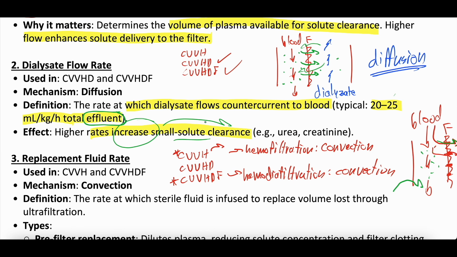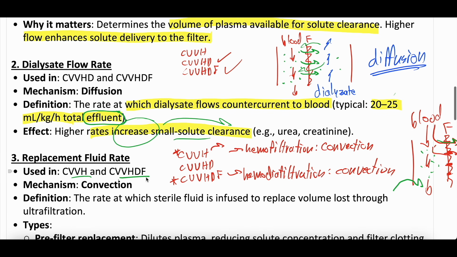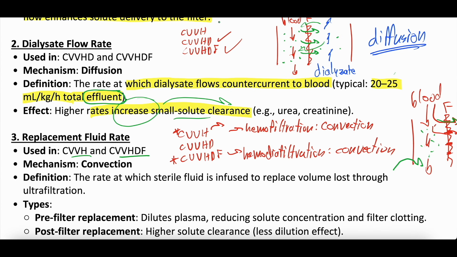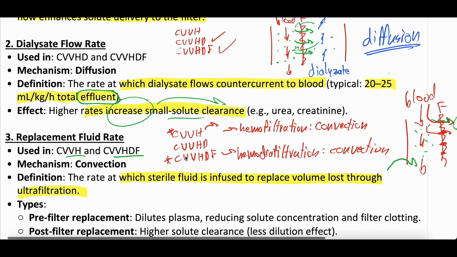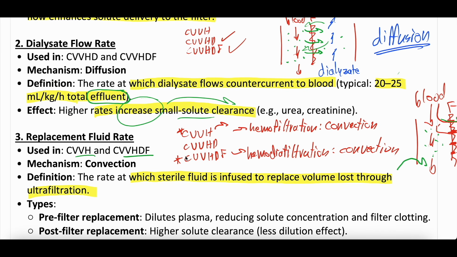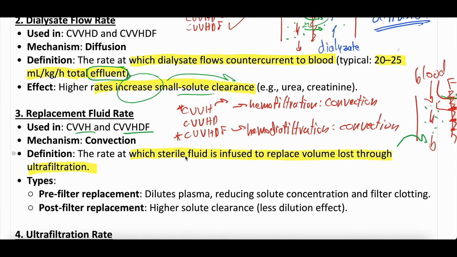Okay, so the convection modalities, CVVH and CVVHDF, usually need replacement fluid. That's the rate at which sterile fluid is infused to replace the volume lost through ultrafiltration. Ultrafiltration is what it's called when you are filtering out water and discarding it, the UF, the ultrafiltrate. So you can actually choose how much replacement fluid to give back.